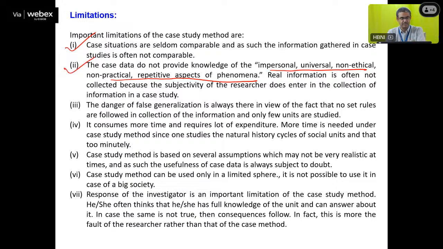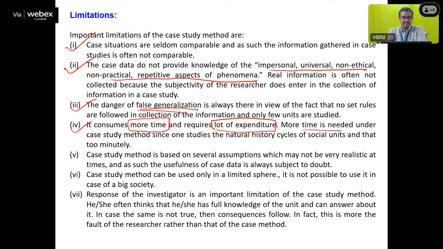Real information is often not collected because the subjectivity of the researcher does not enter in the collection of information in a case study. The danger of false generalization is always there, in view of the fact that no set rules are followed in collection of information and only a few units are studied. It consumes more time. This is a very big disadvantage and requires a lot of expenditure. From the point of view of the data collection methods we discussed last day, there are advantages in terms of time and expenditure, economics, but here it suffers.